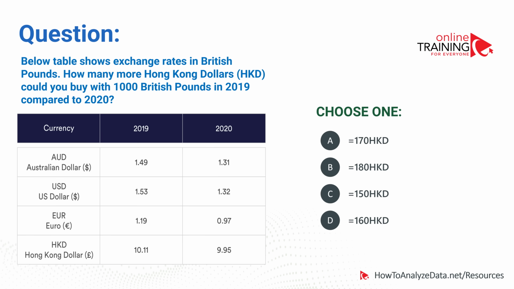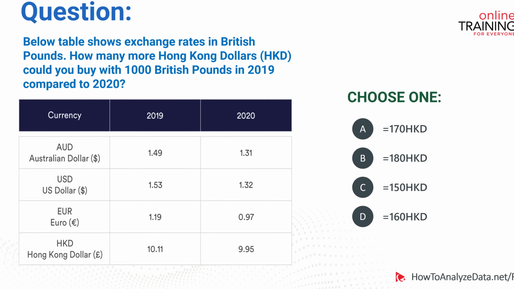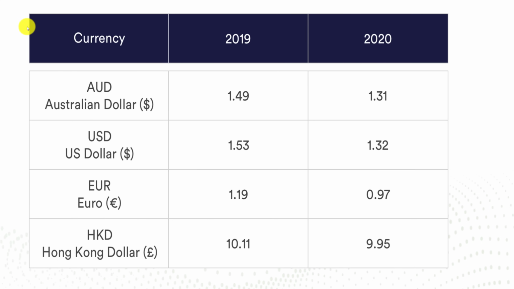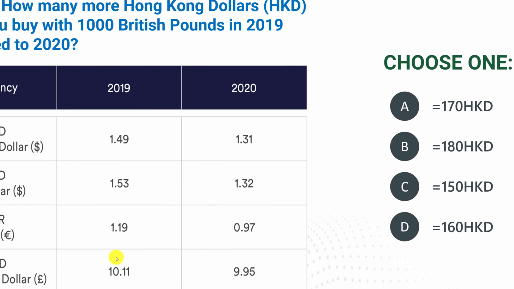To answer these types of questions, you need to understand the data that's being provided. In this data, the source and the base currency is British pounds, so the conversion rates here are for British pounds. Hong Kong dollars you could buy with 1 British pound, you can buy 10.11 in 2019, and you can buy 9.95 in 2020. The first step to solve this type of problem is that we need to understand the difference between the value of Hong Kong dollars in 2019 and 2020. And for that, we need to subtract 9.95 from 10.11.